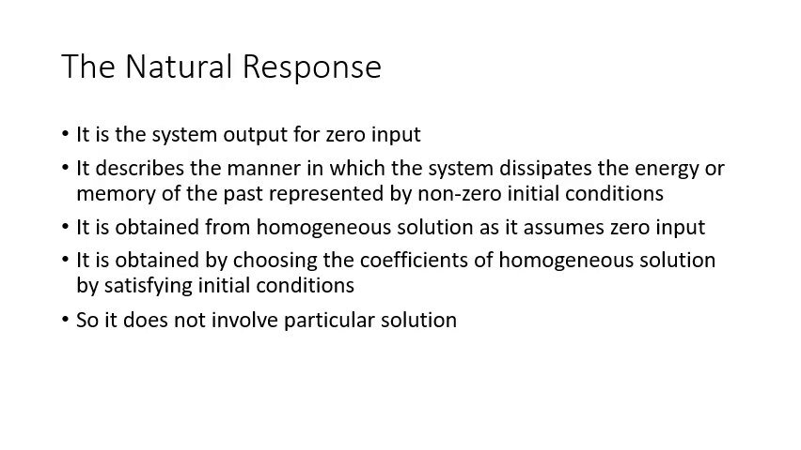Natural response is the output of the system when the input is zero. It describes the manner in which the system dissipates energy, or the memory of the past presented by non-zero initial conditions. It is obtained from the homogeneous solution, as it assumes zero input, and by choosing the coefficients of the homogeneous solution to satisfy the initial condition. So it does not involve the particular solution. You understand why? Because the particular solution considers the input.